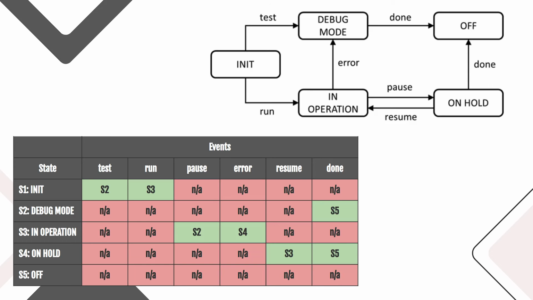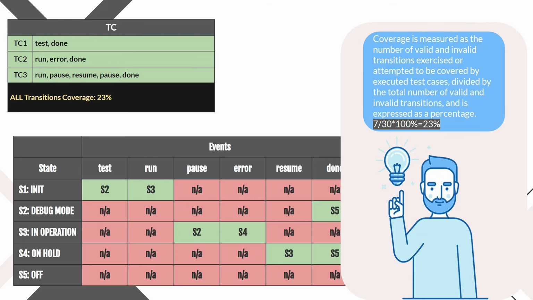In all transitions coverage, the coverage items are all the transitions shown in the state table. To achieve 100% all transitions coverage, test cases must exercise all the valid transitions and attempt to execute invalid transitions. Accordingly, if we had the same 3 tests that would cover all valid transitions, then all transition coverage would be only 23%. After all, there are 7 valid transitions and 23 invalid transitions.